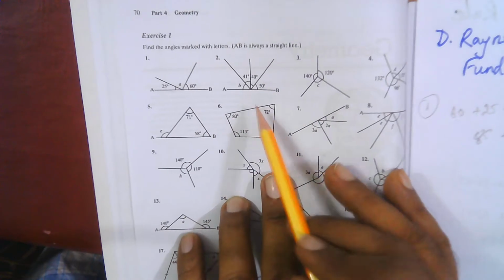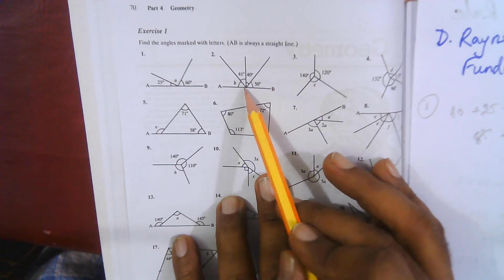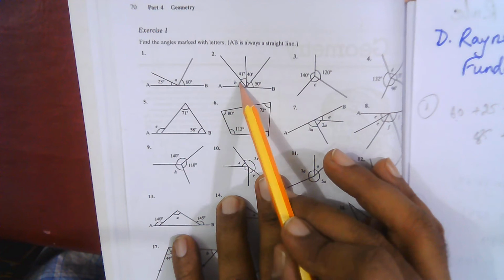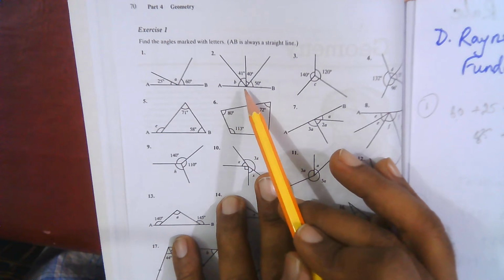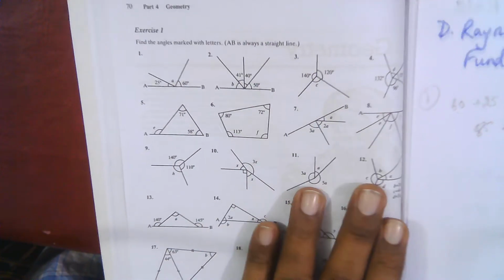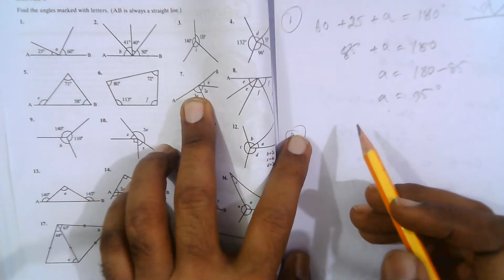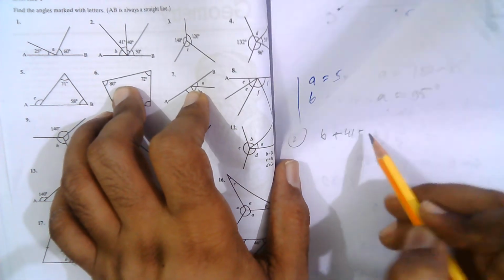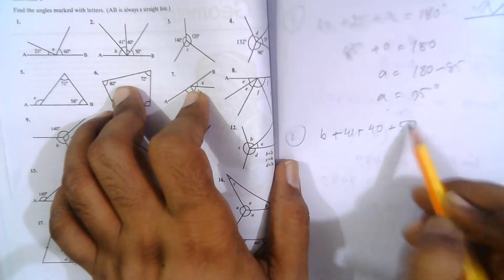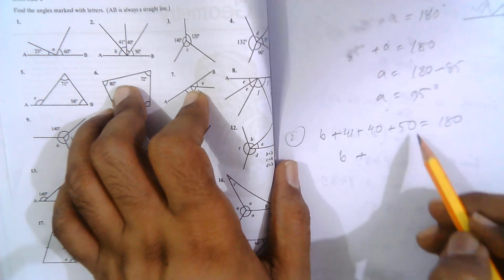Okay, another one. Here is the same case. Here are the 4 angles created. The sum of the angles is 180 degrees because it's a straight angle. So the same case will be here. Number 2, what will it be? B plus 41 plus 40 plus 50, that is 180 degrees. So easily you can find out the result.